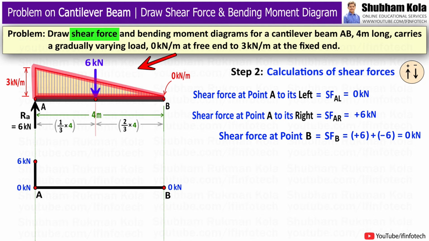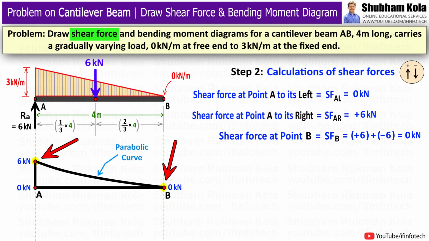in the loading diagram, between point A and point B there is uniformly varying load, and to draw the shear force I will indicate uniformly varying load with a parabolic curve. So I will connect these 2 points with a parabolic curve, and here in the shear force diagram, whatever portion is drawn above the reference line, I will show this portion with a plus sign. So here I have completed the shear force diagram.